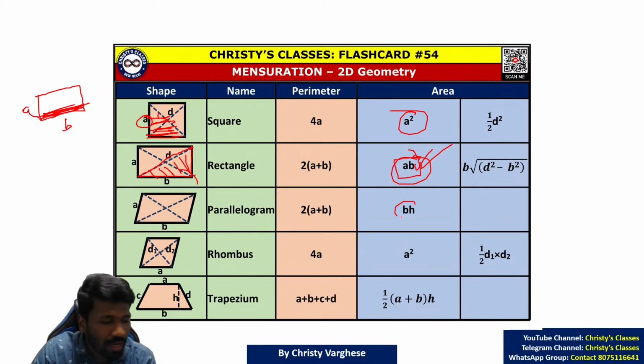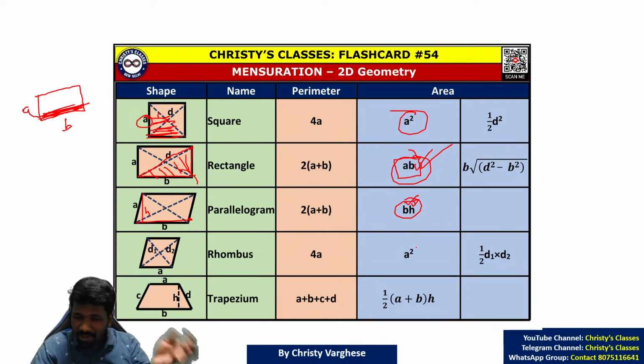Same way, for the parallelogram area, if B is the length and H is the height, then B plus B plus B plus B, how many times? H times. So H into B will be the area of the parallelogram. So I am just giving you insights on how to understand area and perimeter logically. I hope all of you are understanding it. If you cannot understand it logically, you have to learn it by heart. There is no other way.